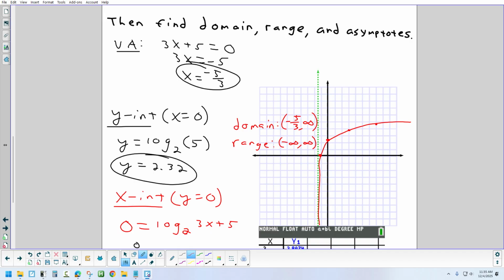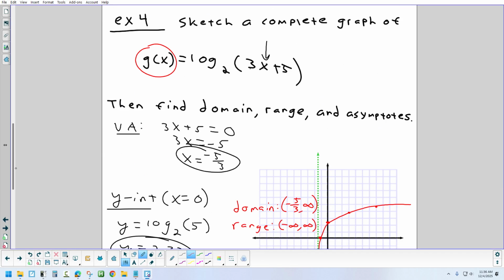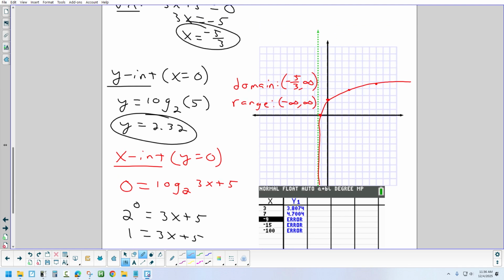All right, so domain, range, asymptotes, and a sketch. Any question on that?